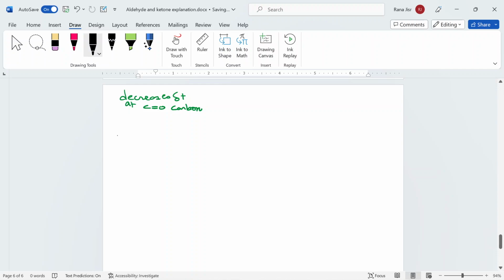Another factor for carbonyl reactivity is conjugation. Conjugation increases the carbonyl stability and it decreases the carbonyl reactivity.